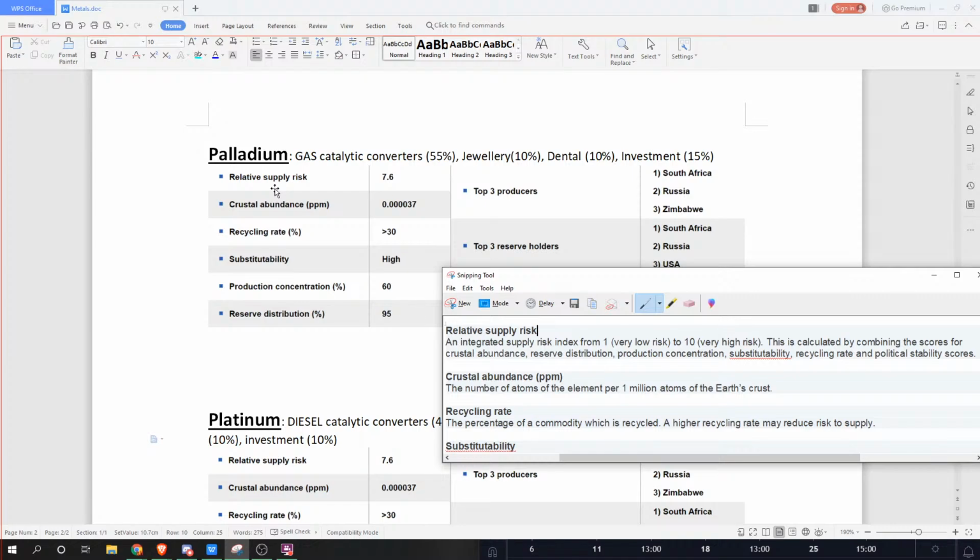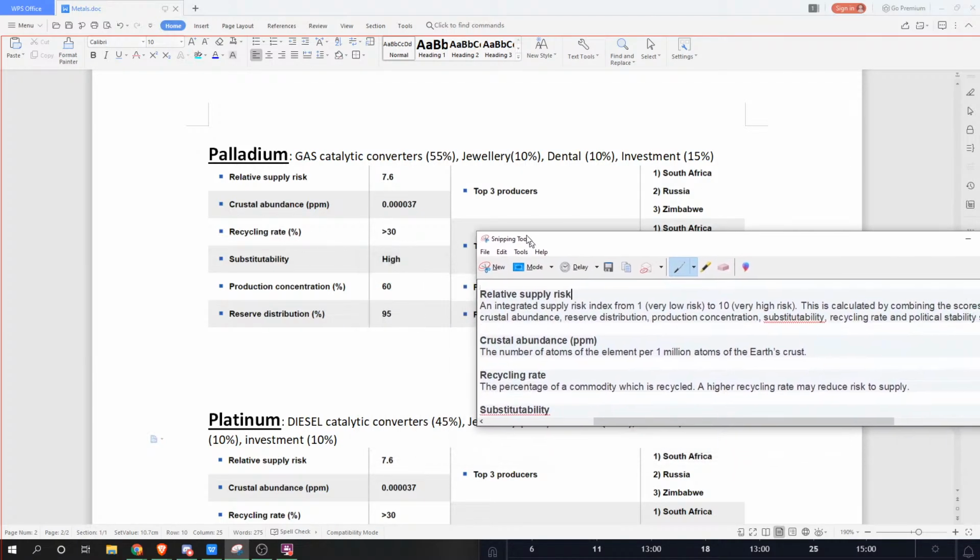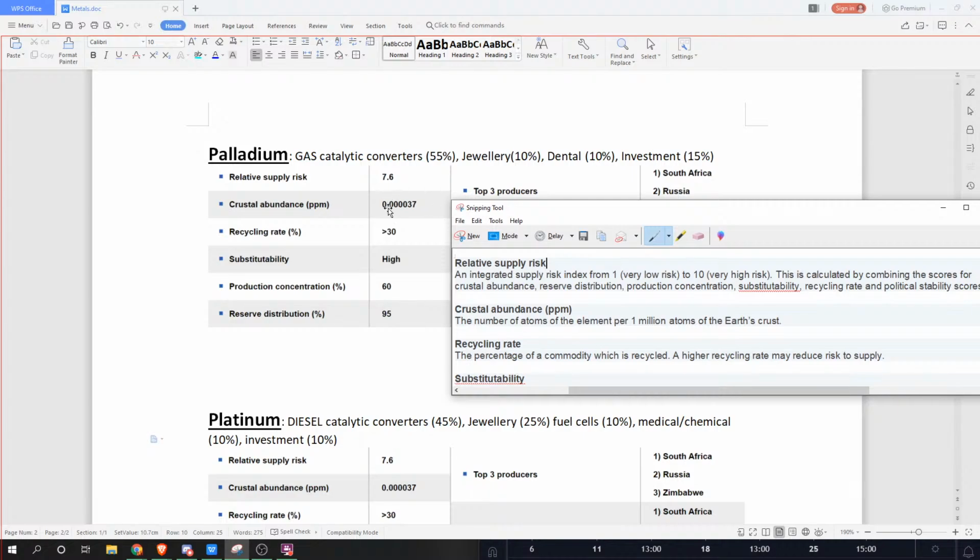Now let's look at the relative supply risk for palladium. So, like we said, 1 is very low and 10 is very high in terms of the risk for a supply shock, and palladium is at a 7.6, meaning that it's pretty high in terms of a potential for a supply shock. The recycling rate is above 30, so same as silver and gold.